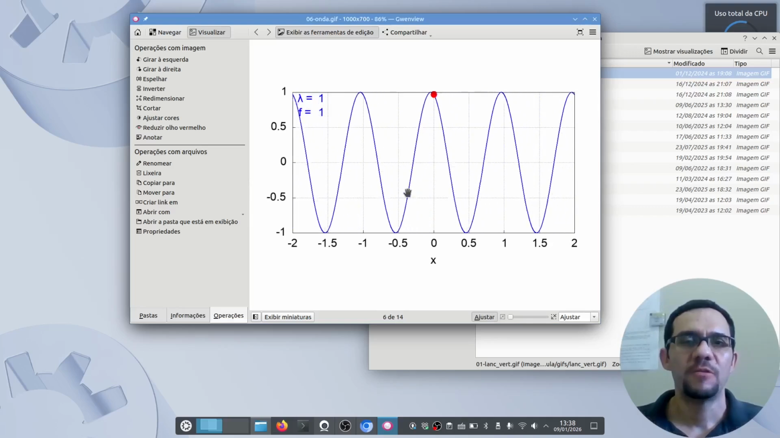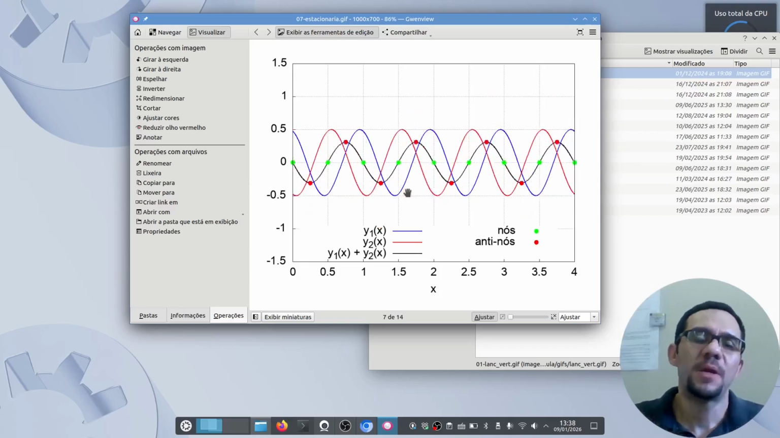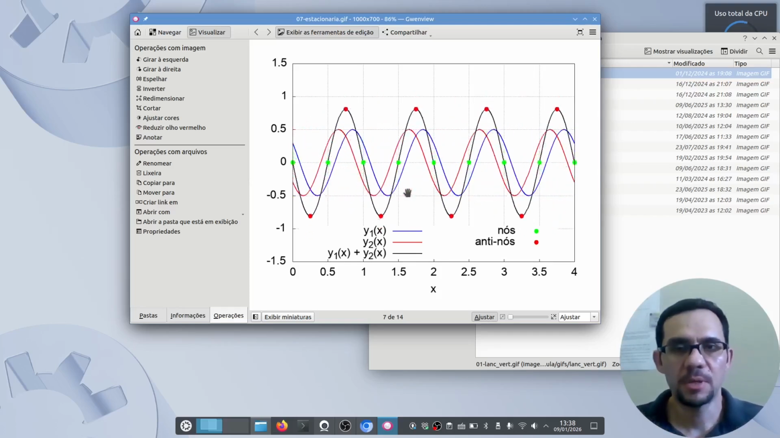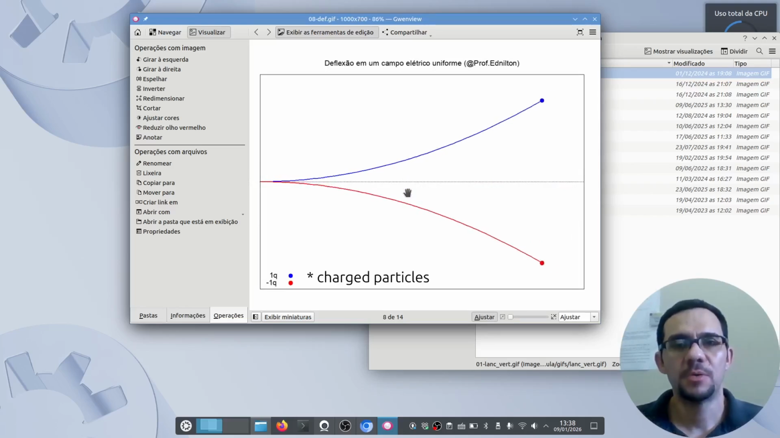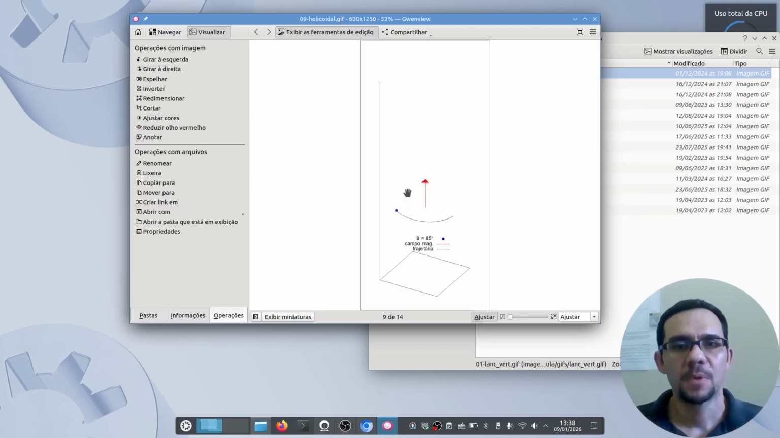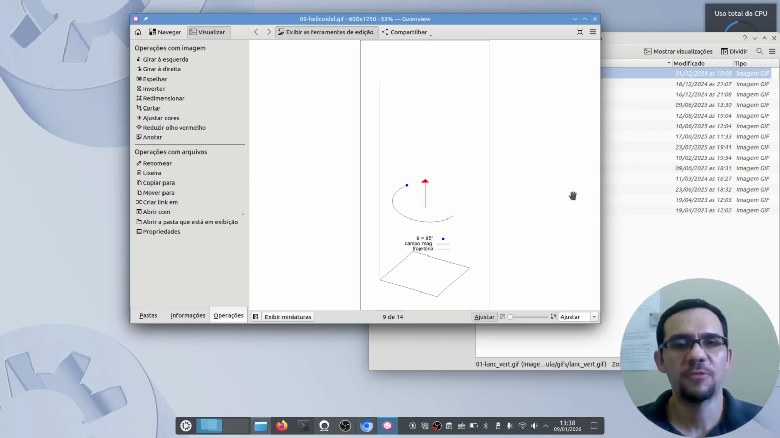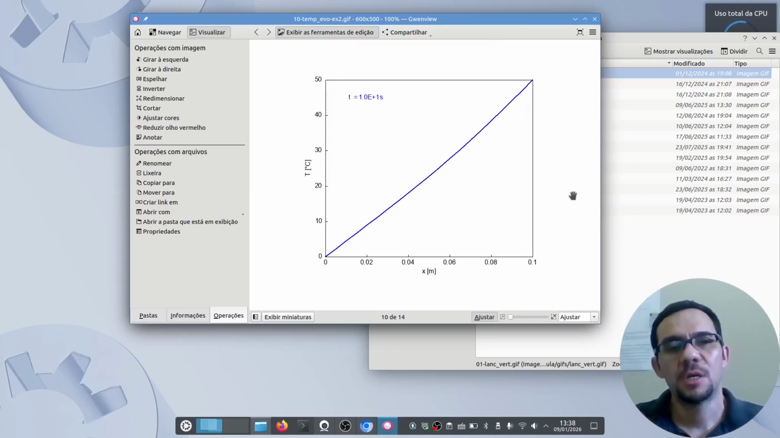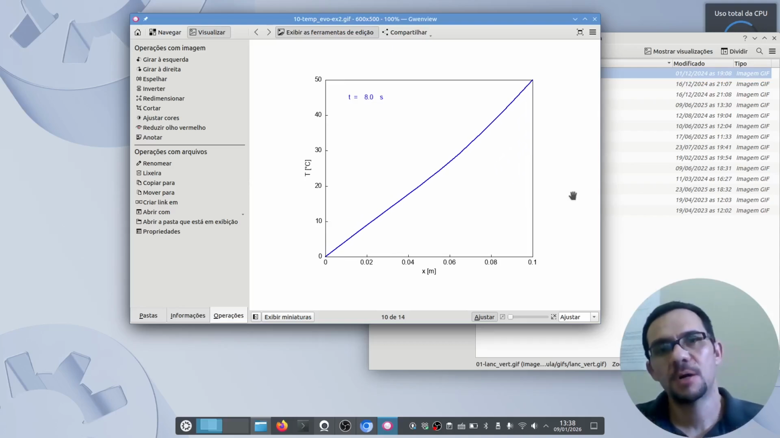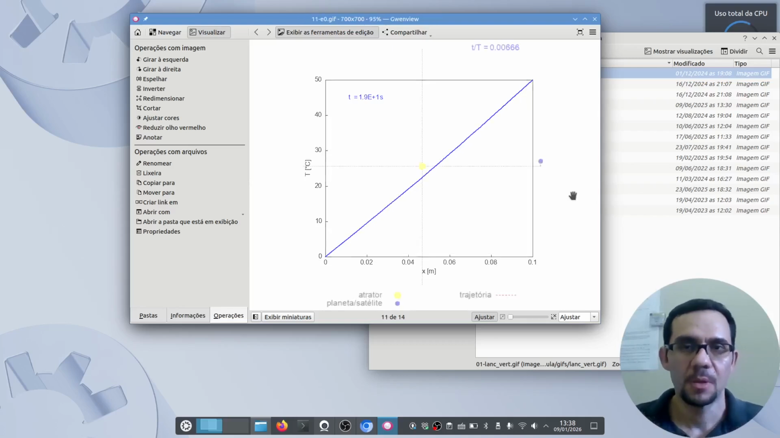Here we have a wave propagating in a string. Here we have a standing wave and its components. Here we have the deflection of electric particles in a region of electric field. Here we have the motion of an electric particle in a region of magnetic field. Here we have how the temperature changes in a conducting bar. And this animation is very interesting because we need to solve the heat equation numerically to generate it.